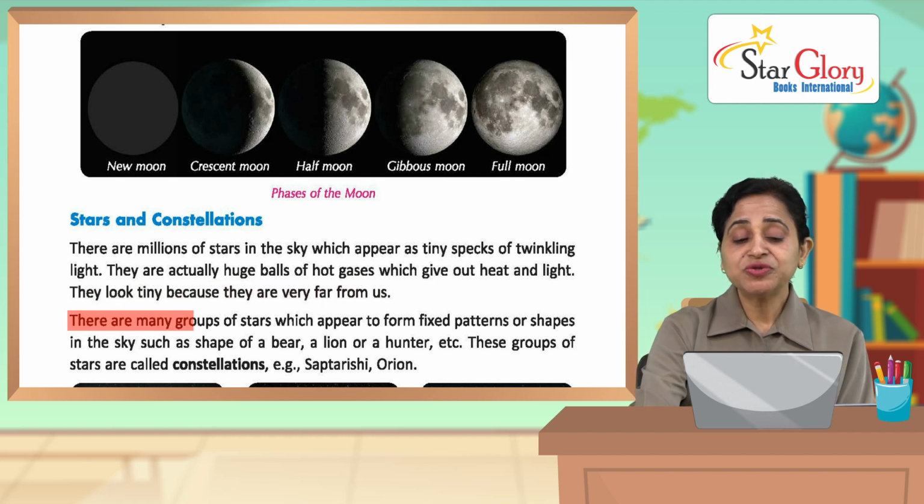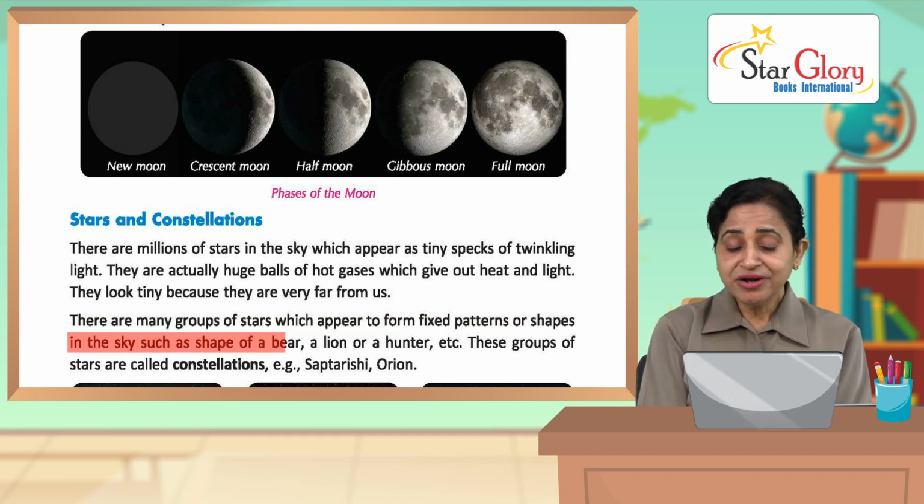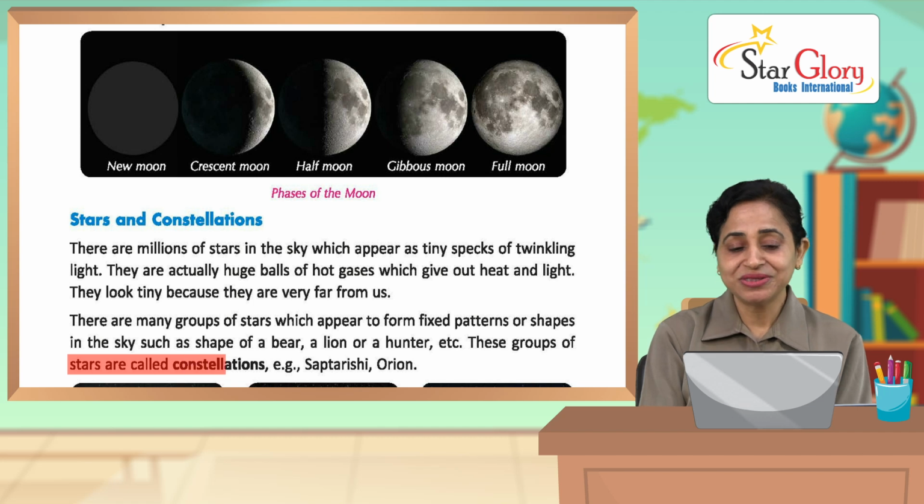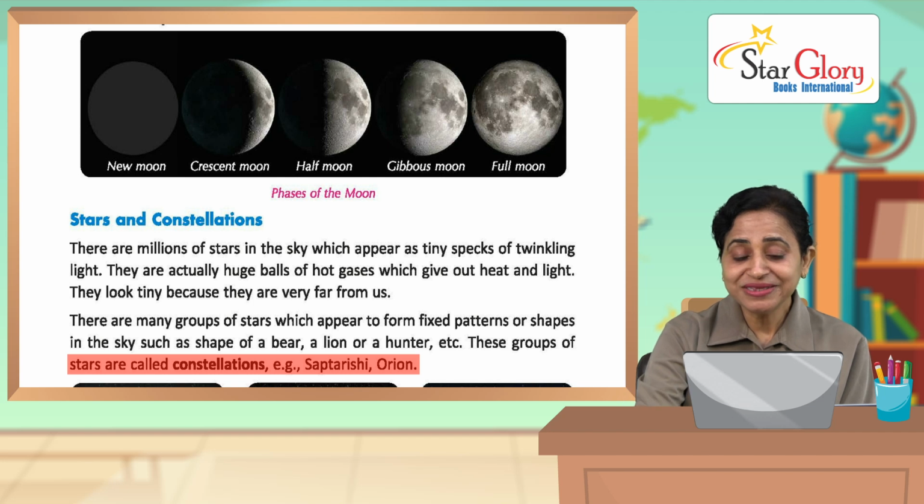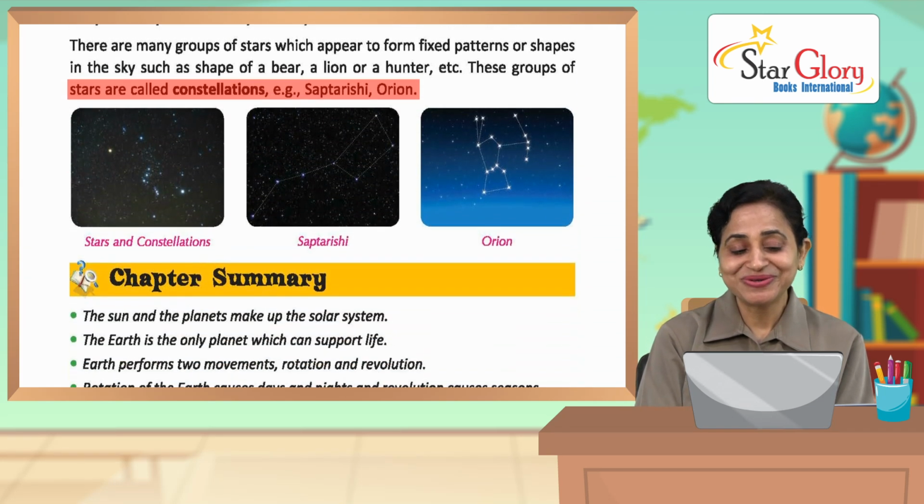There are many groups of stars which appear to form fixed patterns or shapes in the sky, such as shape of a bear, a lion or a hunter, etc. These groups of stars are called constellations. For example, Saptarishi, Orion, है ना? Have you heard about this? If not, go to your mom and ask her about.